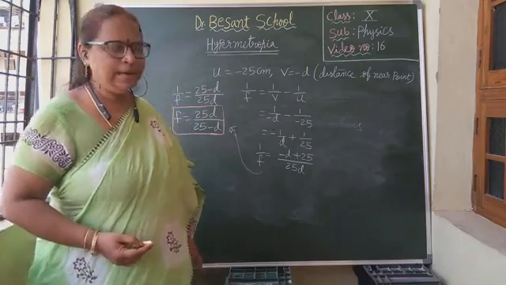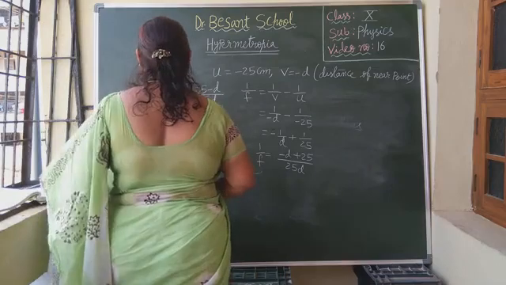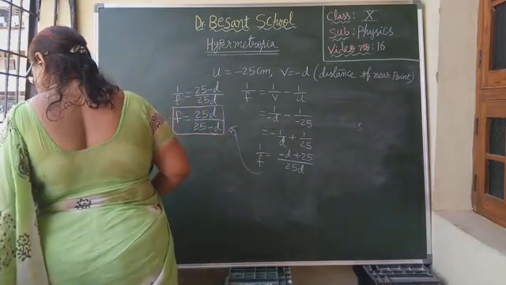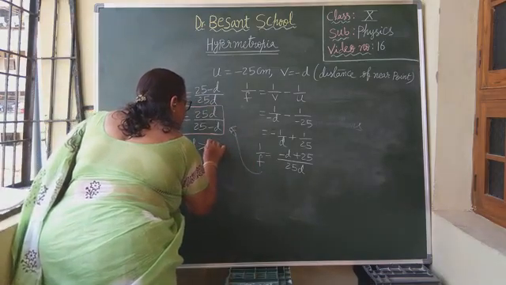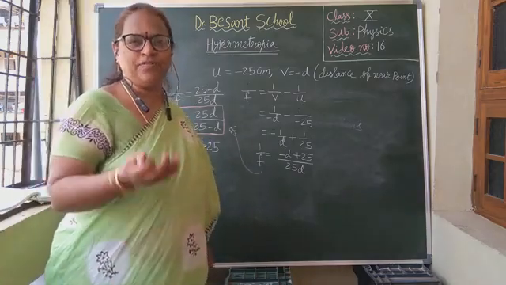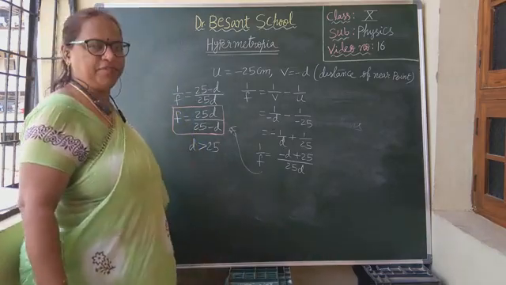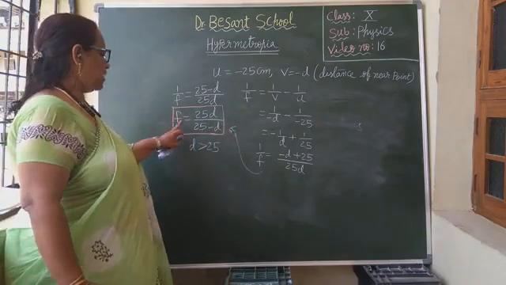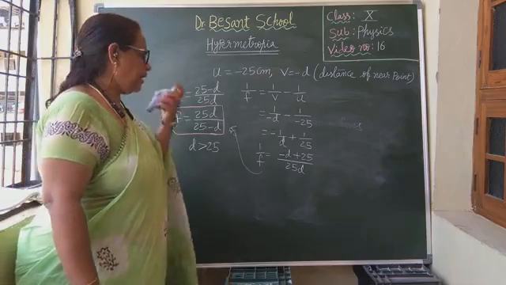Clear, children? And here definitely we know that this d is greater than 25 centimeters, isn't it? Because that is why he is a hypermetropic person, not able to see from 25 centimeters. So definitely this d is greater than 25. When this d value became greater than 25, then will this f value be positive or not?